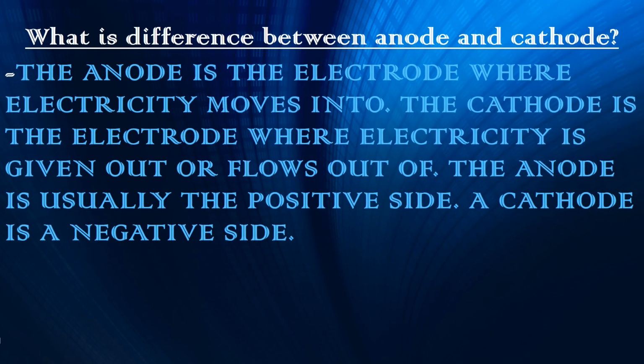The 21st question is, what is the difference between anode and cathode? The anode is the electrode where electricity moves into. The cathode is the electrode where electricity is given out or flows out of. The anode is usually the positive side. A cathode is a negative side.